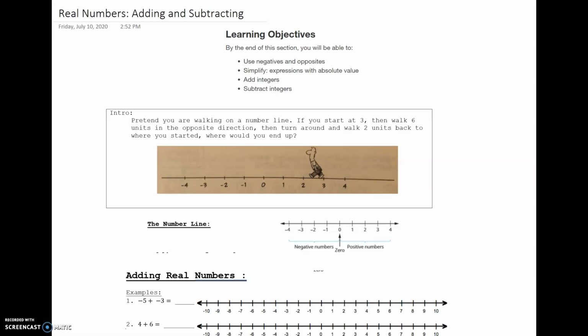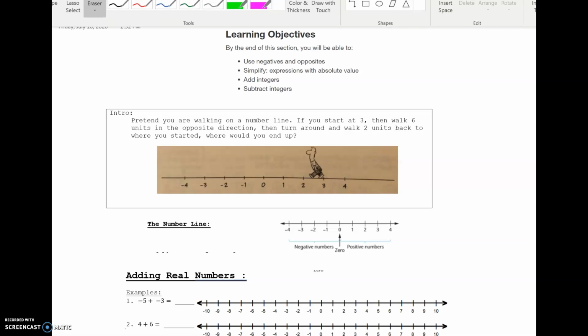I do have our learning objectives there. We're going to talk about negatives and opposites. We're also going to simplify expressions with absolute value, and we're going to add and subtract integers. And when we talk about integers, we're talking about whole numbers in both the positive and the negative direction, including 0.